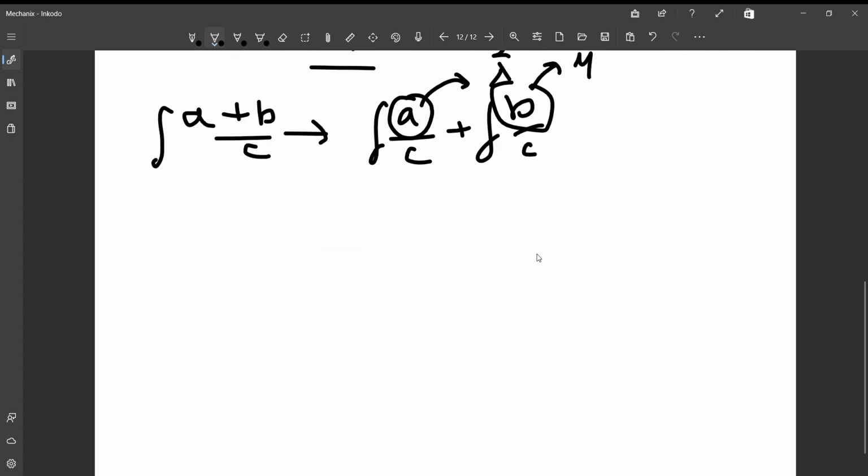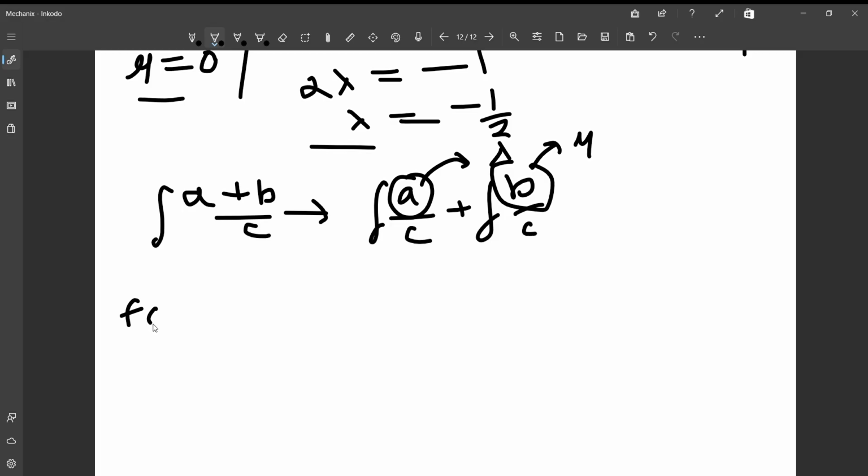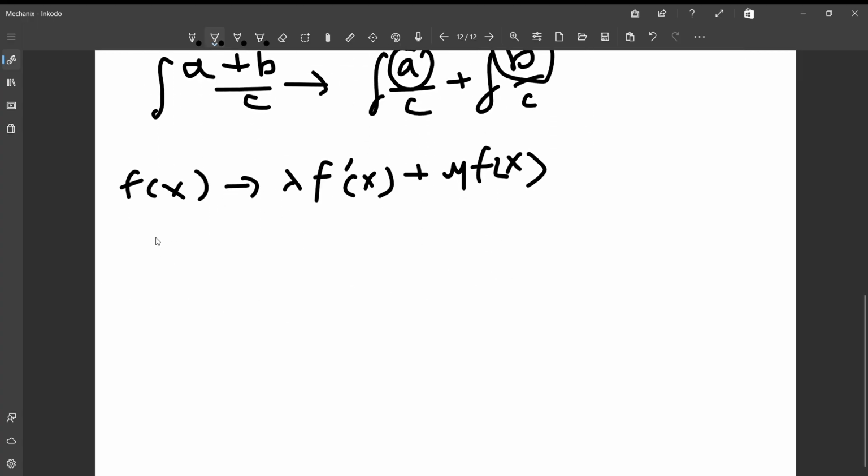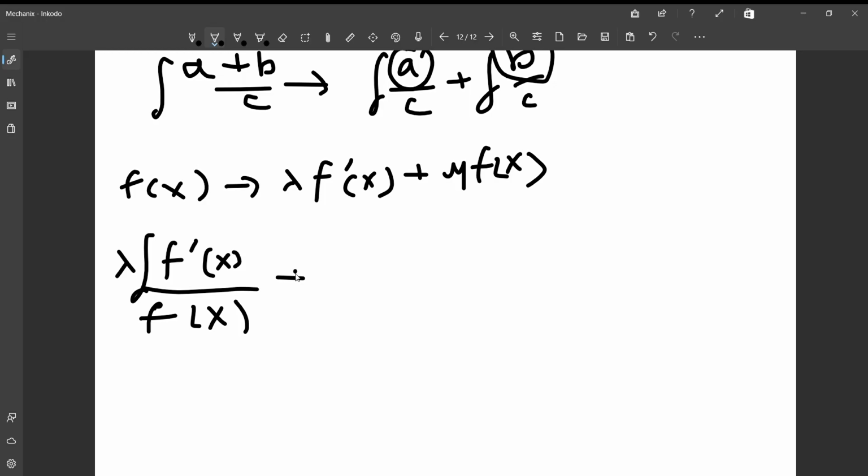That's because, let us consider we have polynomial f of x. So we will get something as lambda times f dash of x, that's the first derivative of it, plus mu times f of x. Now let us actually put this into the main integral. We will get lambda integral of f dash of x by f of x, plus mu times the integral of f of x by f of x, which is nothing but 1. So it will be mu integral 1.